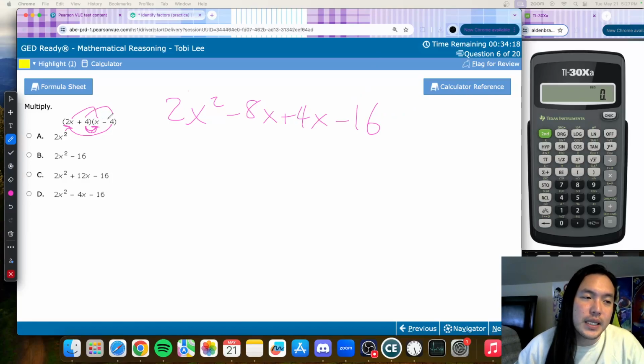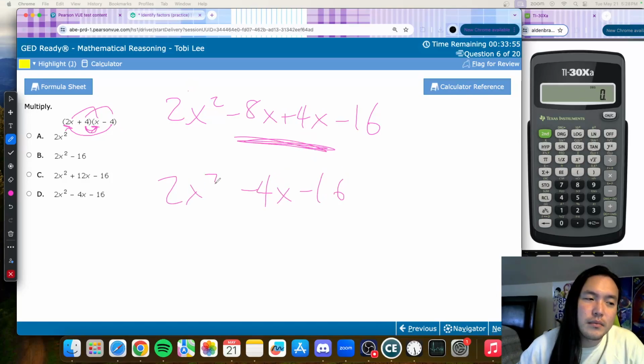Again, 2x times x is 2x squared. 2x times negative 4 is negative 8x. 2 times negative 4 is negative 8, negative 8 times x is negative 8x. 4 times x is 4x. 4 times negative 4 is negative 16. And then here, you want to recognize that you can combine the inner terms. Negative 8x plus 4x is negative 4x. Correct answer is D.